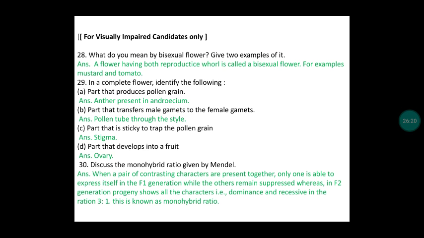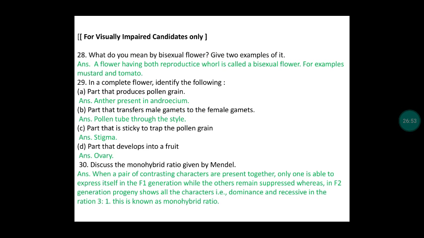Now, what do you mean by bisexual flower? Give 2 examples of it. A flower having both reproductive parts, that is the male reproductive part and the female reproductive part, that is the androecium and gynoecium, is called a bisexual flower. Means the flower which contains both androecium and gynoecium is called a bisexual flower. For example, mustard and tomato.